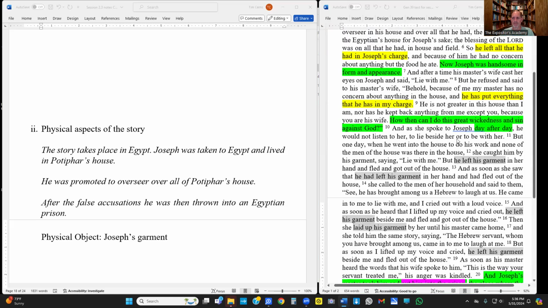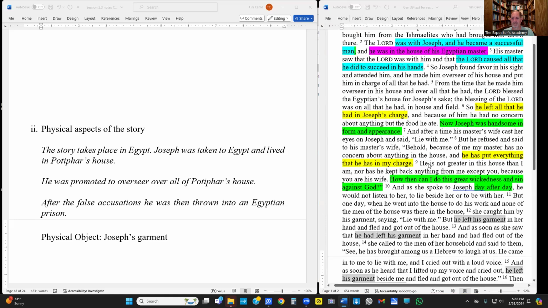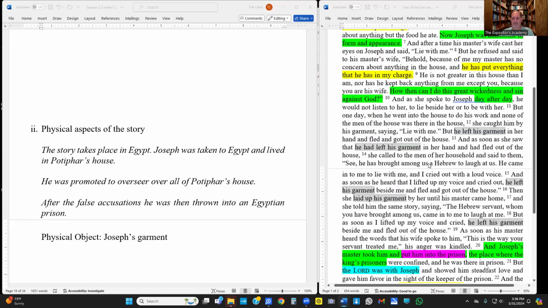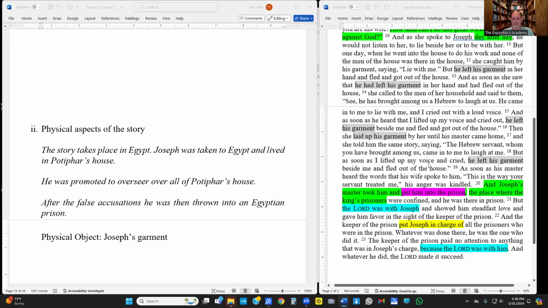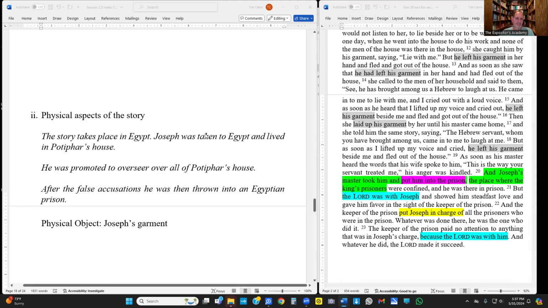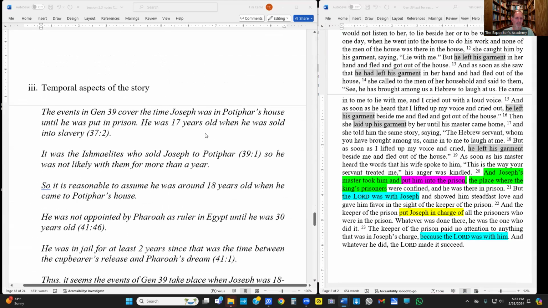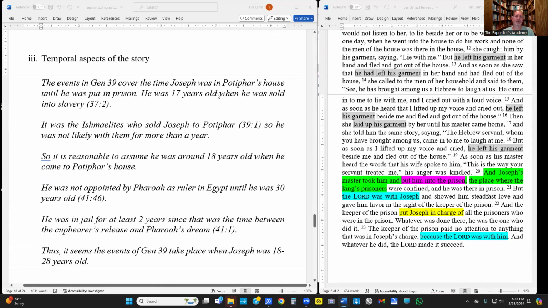Any other physical objects here that stick out? Nothing comes to my mind in that regard. Okay. The garment seems to be the only thing that's emphasized. All right. Now the when of the story.